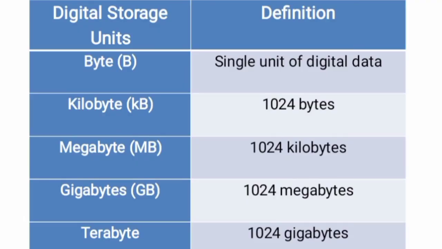So this table gives us the digital storage units and what they occupy. So you have a kilobyte, a single unit of digital data, which will be 1024 bytes in a kilobyte. Megabytes, you have 1024 kilobytes in a megabyte. Gigabyte will be 1024 megabytes in a gigabyte. And a terabyte, we have 1024 gigabytes in a terabyte.